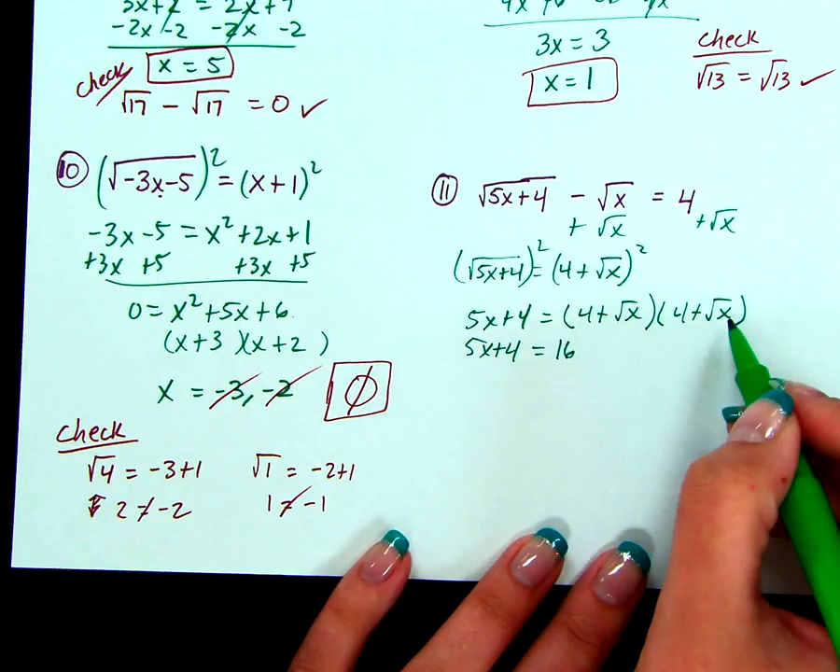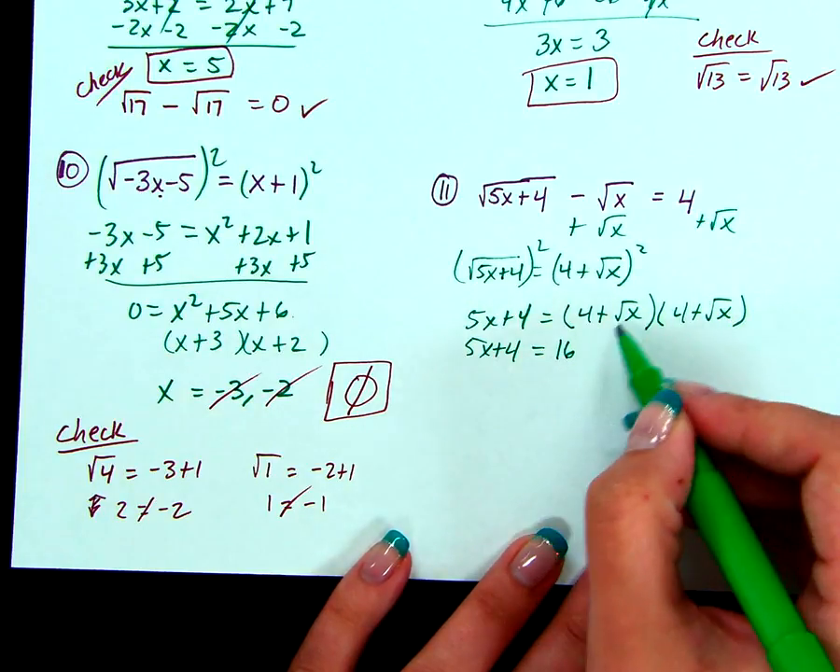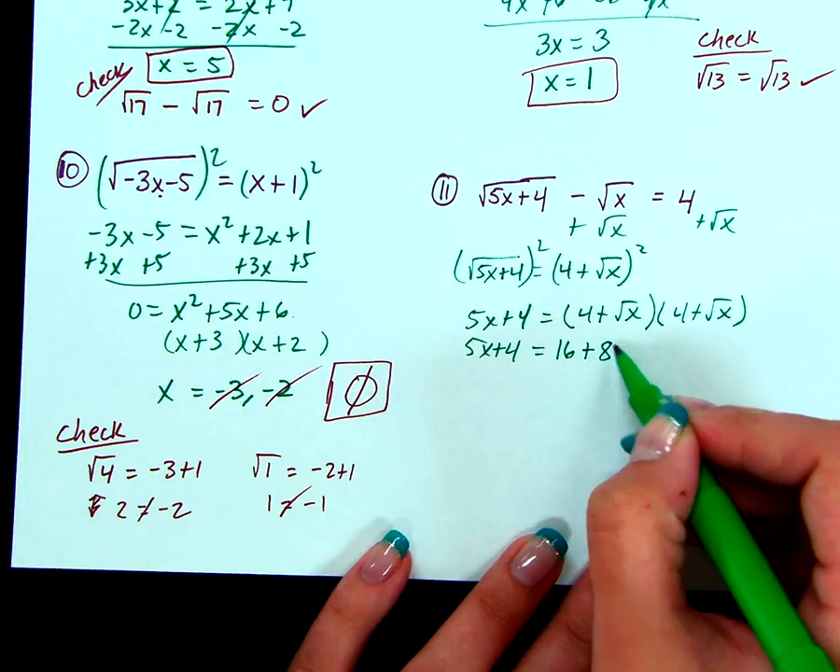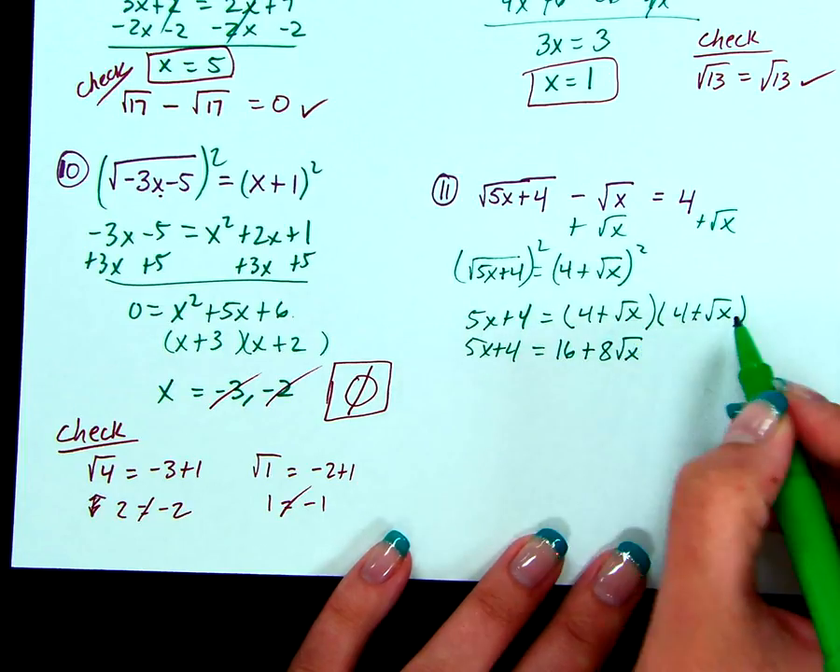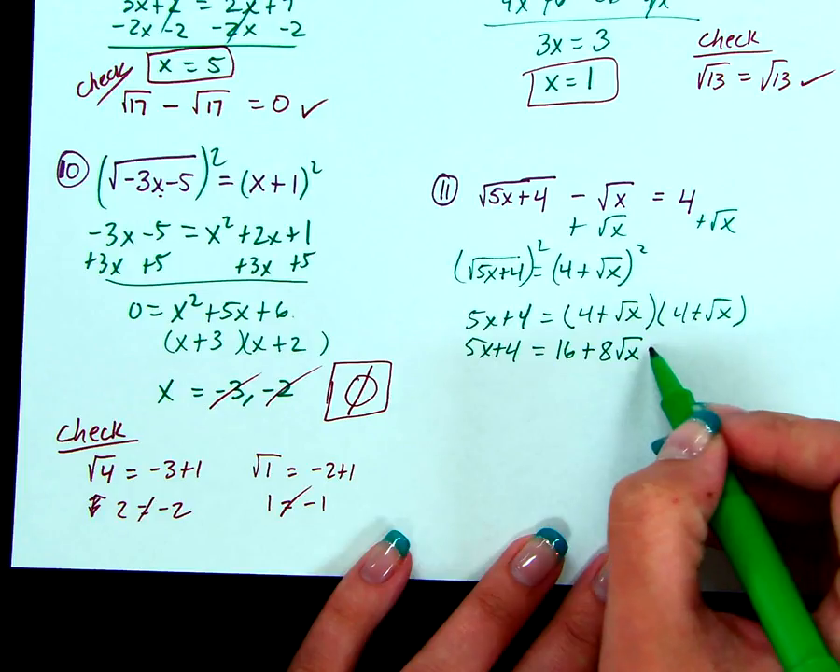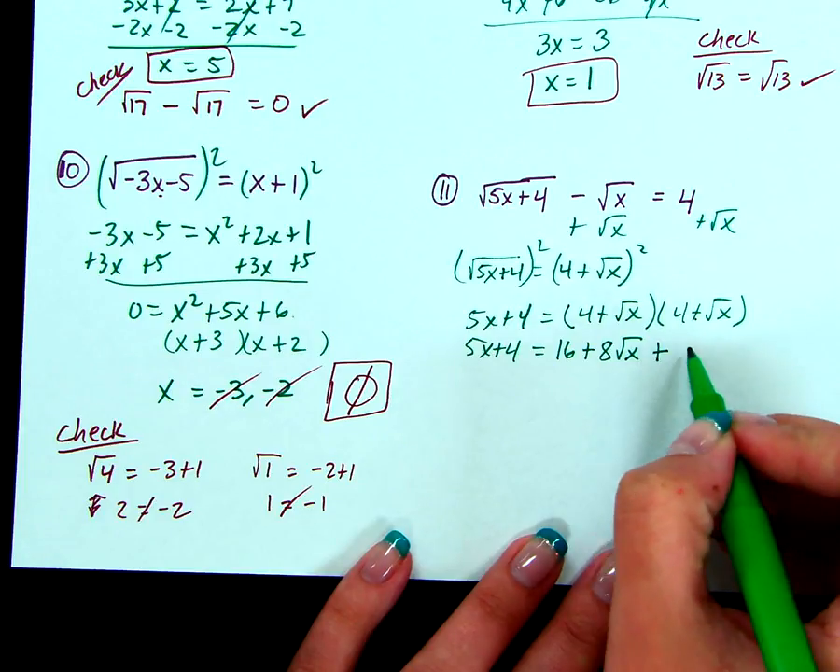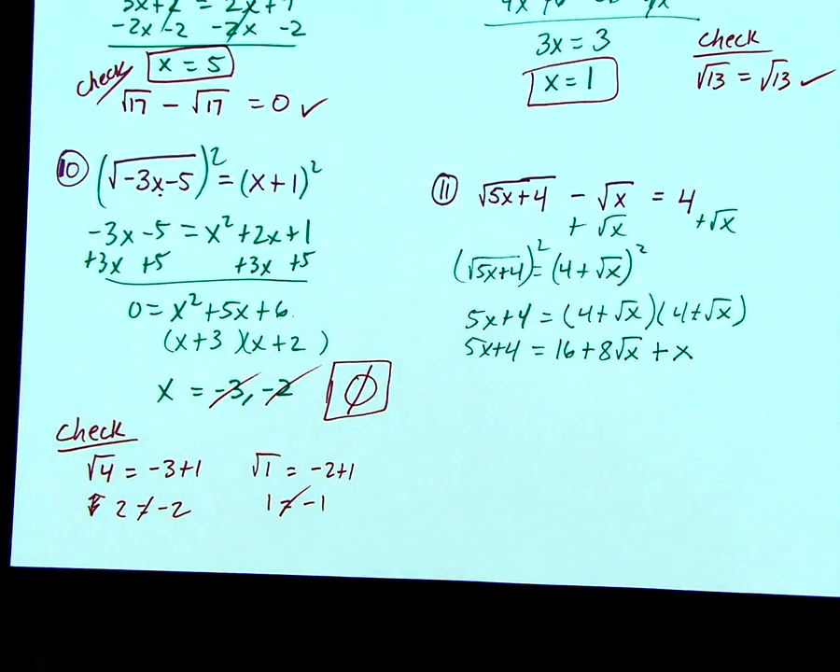And then we'll have 4 square root of x plus another 4 square root of x. So that is 8 square root of x. And then the square root of x times the square root of x will give us the square root of x squared, which we would then just simplify to be x.